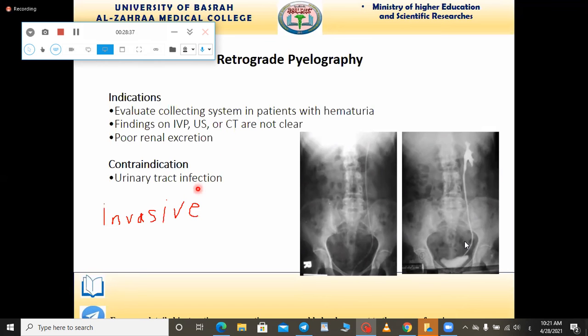Okay. The contraindication for retrograde study in general is urinary tract infection. Any urinary tract infection is a contraindication for retrograde study because we augment the infection.